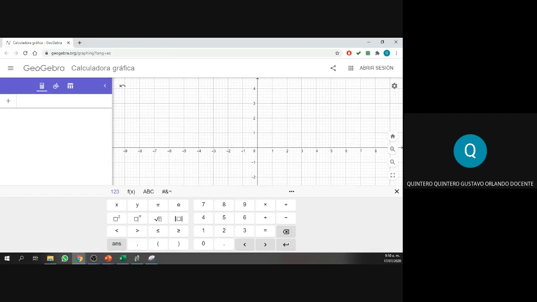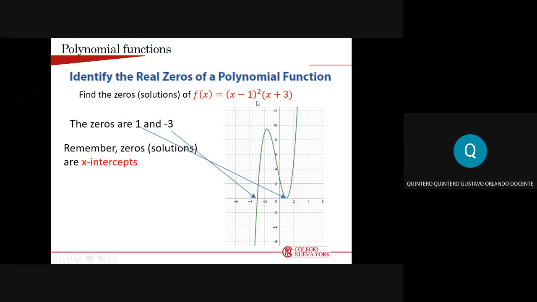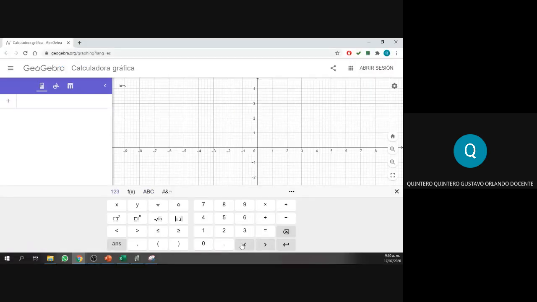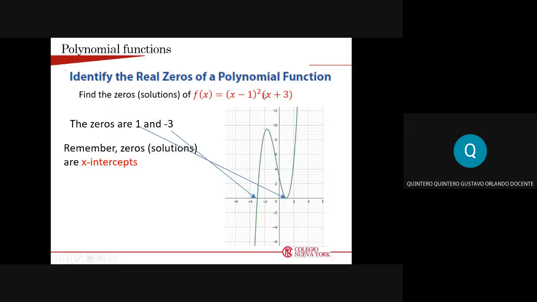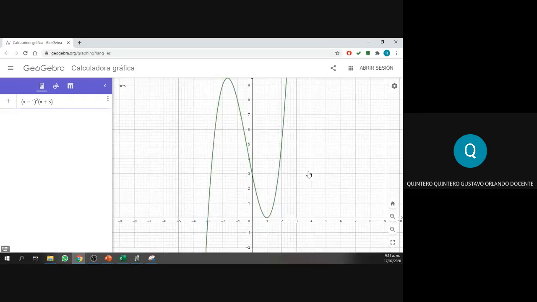All right, how do we type in our function? Remember, this is the function we are looking for, x minus 1 squared. So all we do is parentheses, x minus 1. By the way, you don't have to use this keyboard. You can use your own computer keyboard, right? x minus 1 and then to the second power. Look at that. We have the first part. And then times x plus 3. So parentheses, x plus 3, and then close the parentheses. Look at that. I can eliminate this and look at that. That is the function.